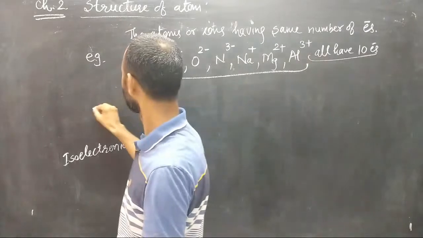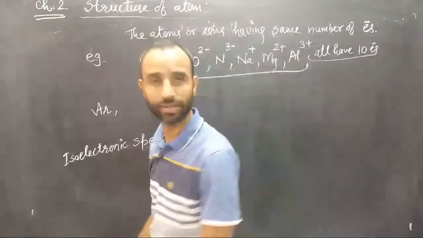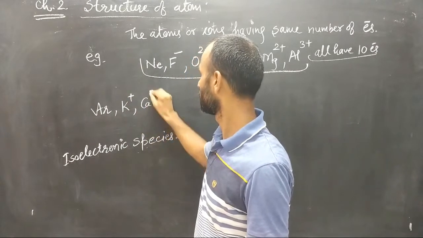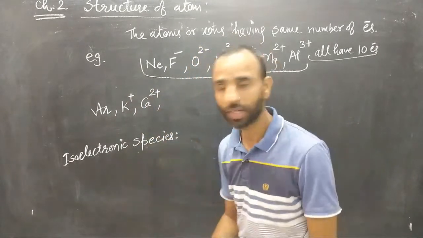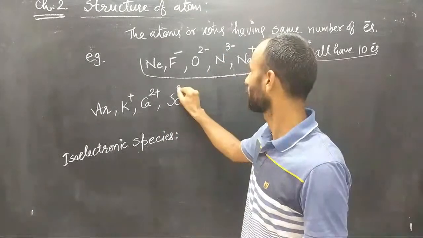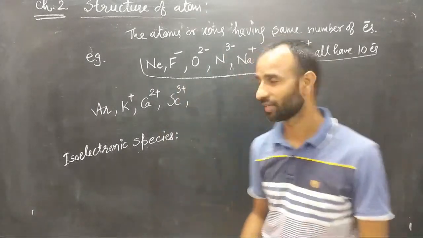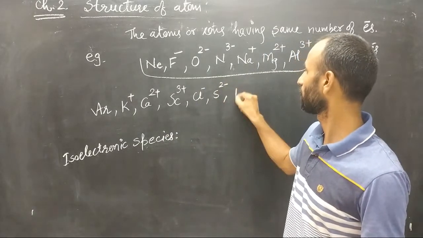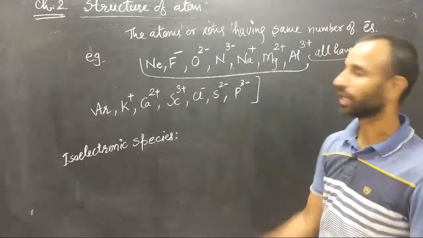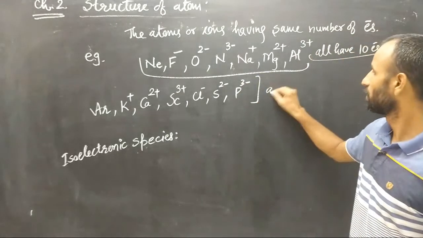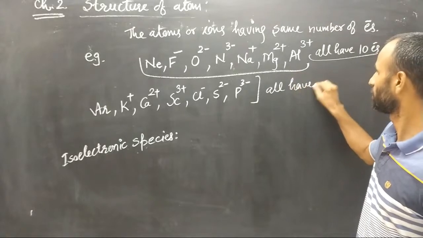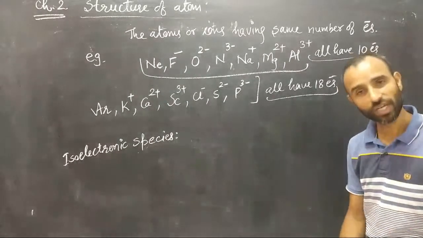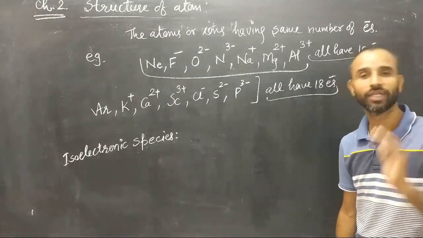Same with argon, K plus, calcium 2 plus, scandium 3 plus, chlorine minus 1, sulfur 2 negative, phosphorus 3 negative. Again they are isoelectronic species. All have 18 electrons. So these are called isoelectronic species.